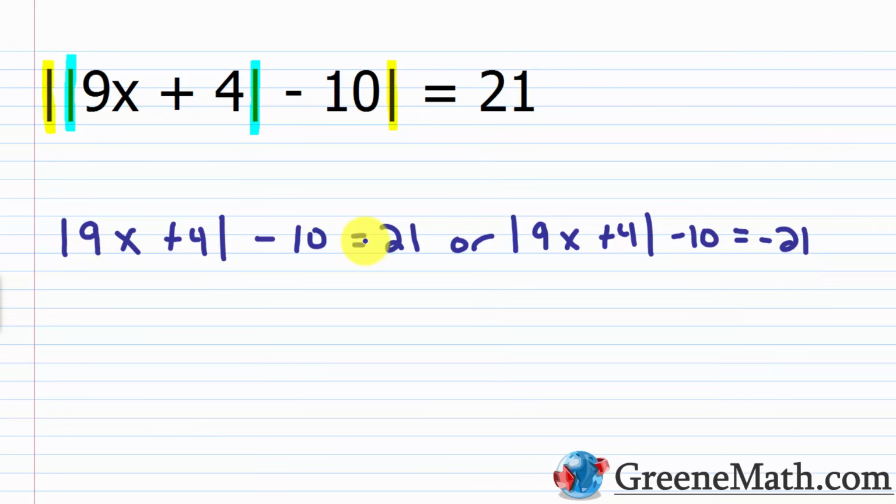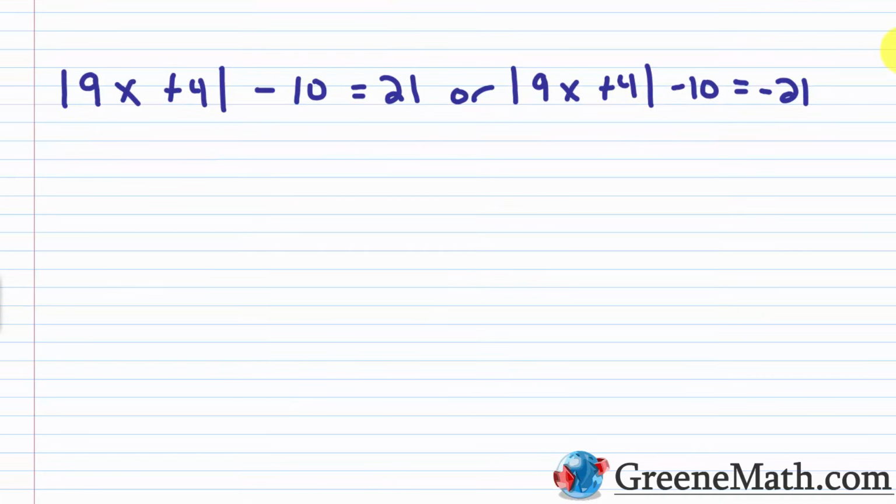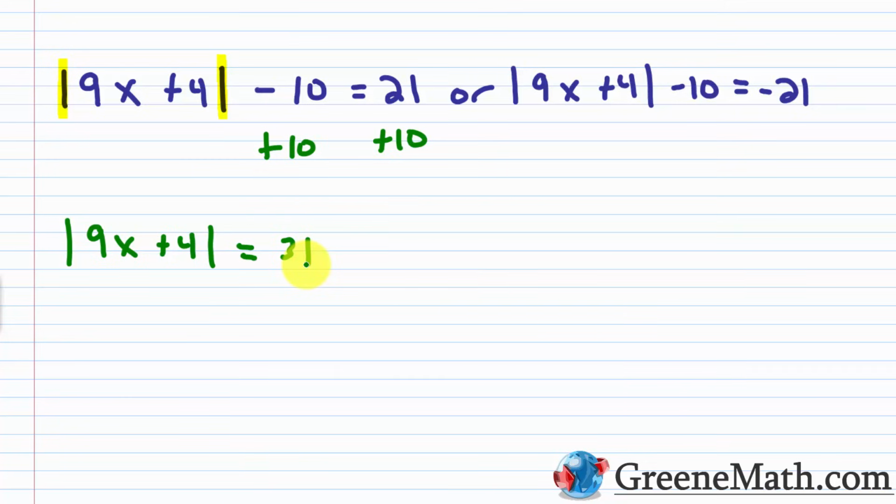Okay, so for the one on the left, let me move down just a little bit. We know how to solve this. This is basically what we've looked at in the past. So let me isolate the absolute value operation. All I'm going to do is add 10 to both sides of the equation. I'm going to get that the absolute value of 9x plus 4 is equal to 21 plus 10, which is 31. Okay, so now all I've got to do is set what's inside of the absolute value operation equal to 31, then say OR, what's inside of the absolute value operation is equal to the negative of 31. Okay, so we get 9x plus 4 is equal to 31, or 9x plus 4 is equal to negative 31.